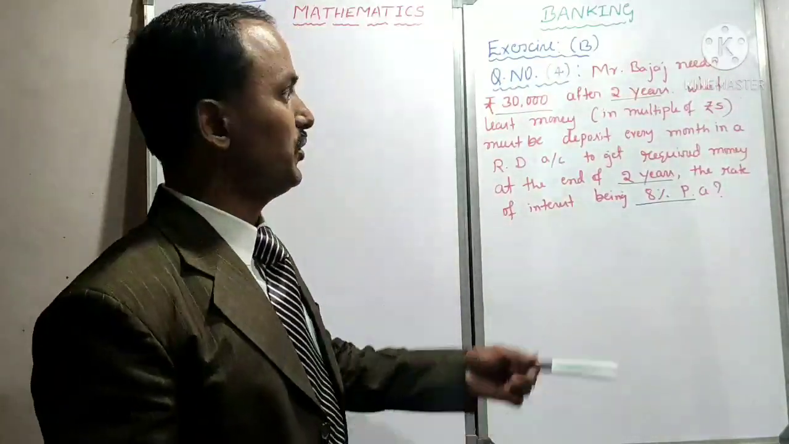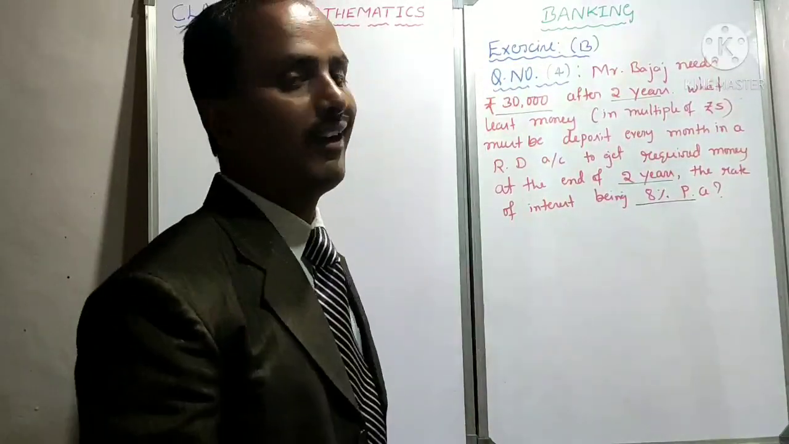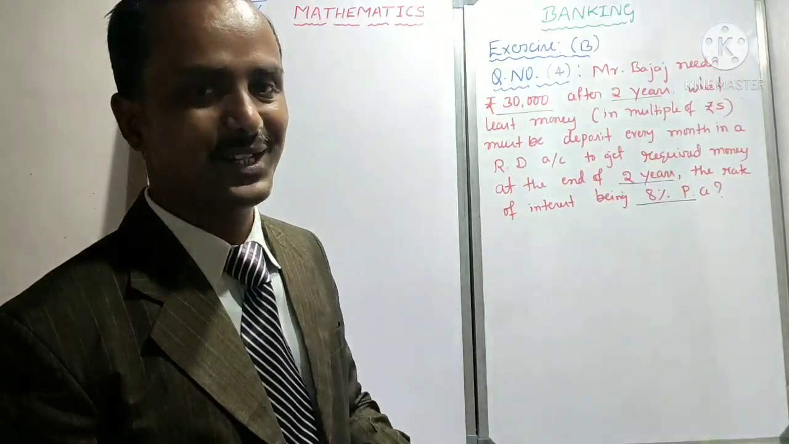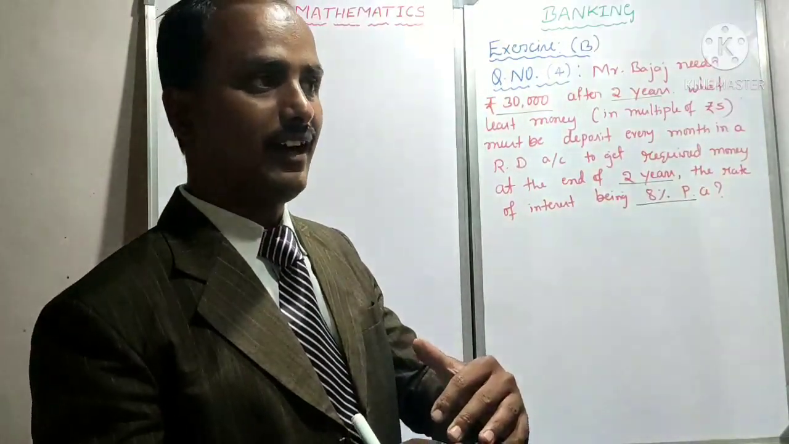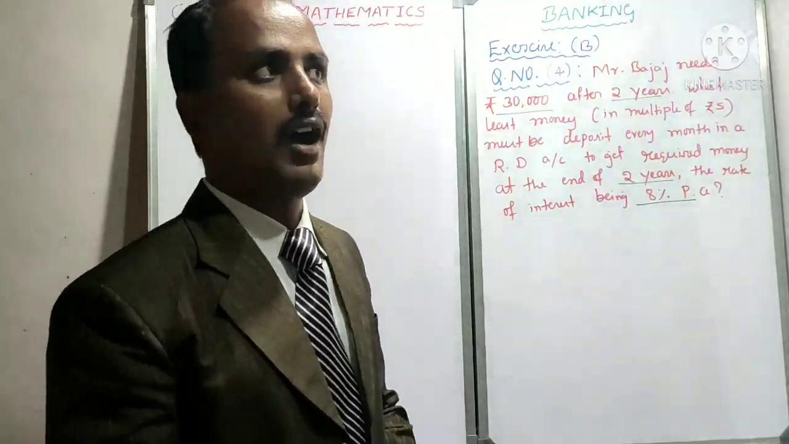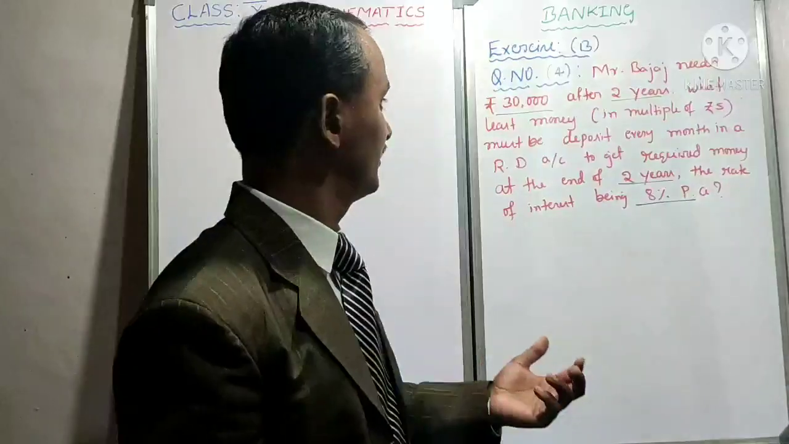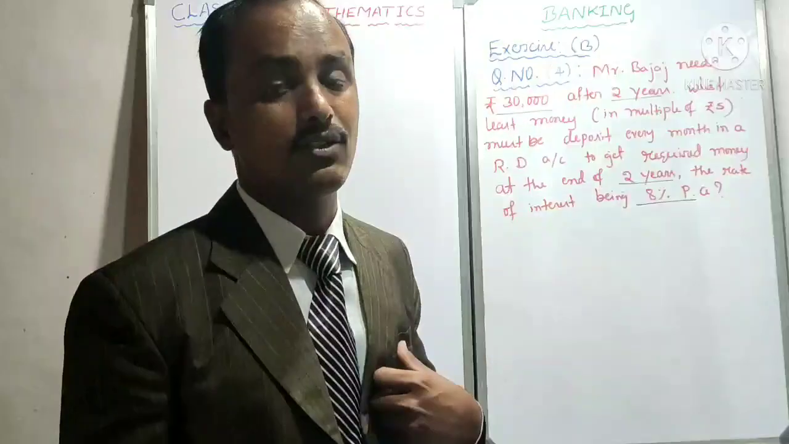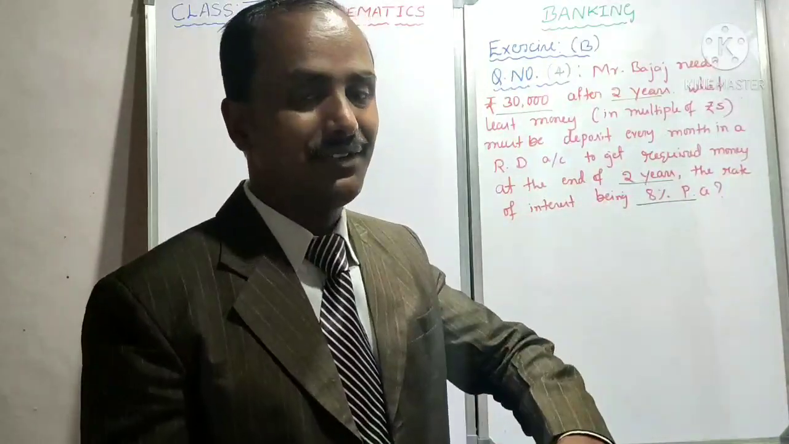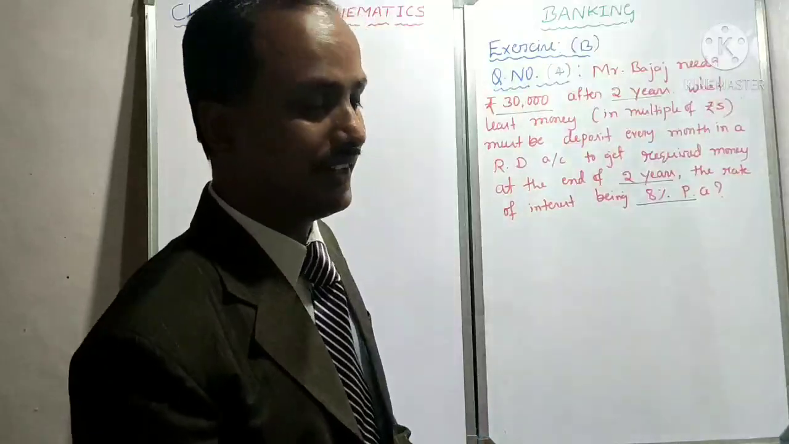In exercise B, question number 4, this problem is related to how much to deposit every month. I will read the question. This is a little different, an application problem. Means after 2 years I am going to purchase one thing. I need 30,000 rupees. How can I deposit every month? That type of practical application problem, this one I'll read.